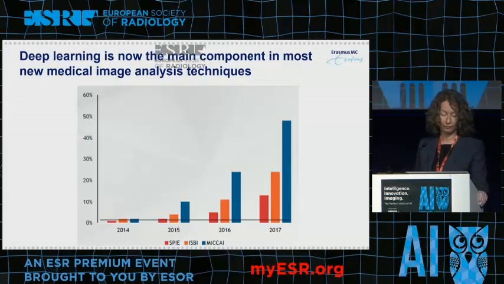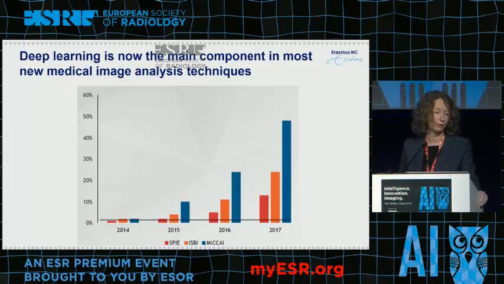at around 2014, there was nearly nothing. 2017, we were up to 50% of papers. I don't have the most recent numbers, but I would say we're at around 90% now.